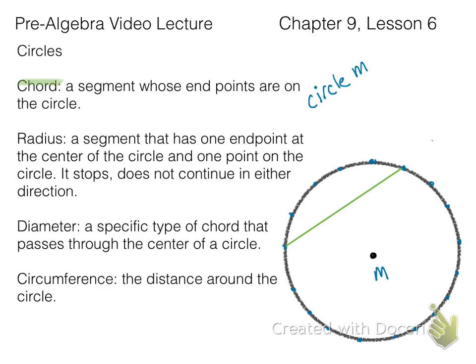The radius has one endpoint on the center of the circle and one endpoint on the circle itself, which is the edge of the circle. It stops and does not continue in either direction. So there you go. That's the radius.